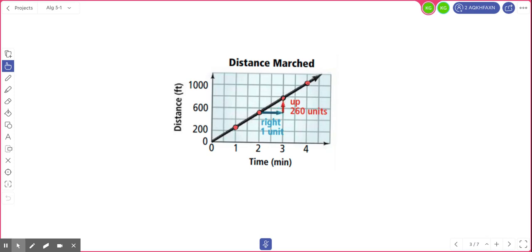But what we did on the table is we took the change in the y and we compared it to the change in the x, and that was our rate of change. On a graph, we think of it as slope, and the slope is going to be the change in the y, or the vertical change, divided by the change in the x, which is the horizontal change.